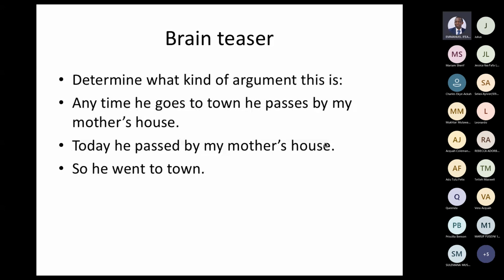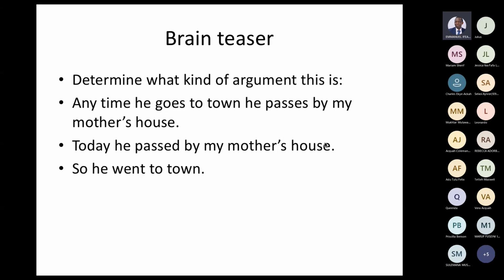Now, a little exercise. Determine what kind of argument this is. Anytime he goes to town, he passes by my mother's house. Today he passed by my mother's house, so he went to town.